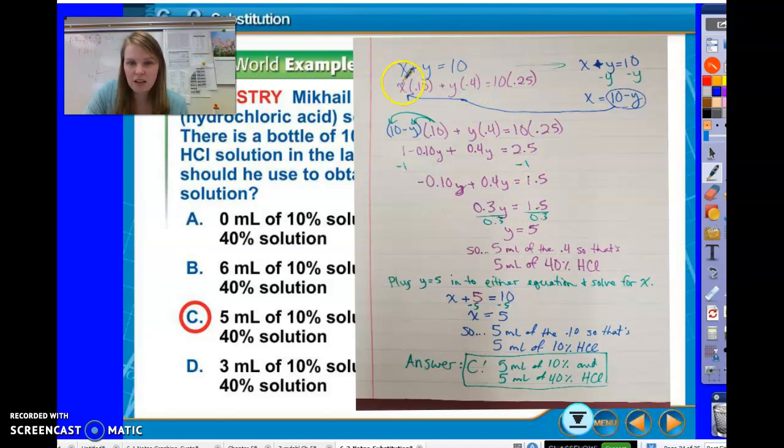I'm going to plug in x plus my new definition of y, which is 5. x plus 5 equals 10. Do math, minus 5 on both sides. x equals 5. So if x is here, that means x is 5 milliliters of the 10% solution, right? So 5 milliliters of 10%, 5 milliliters of the 40%. That means answer C. Whew, that was a toughie.